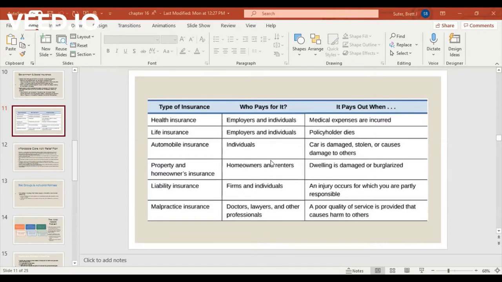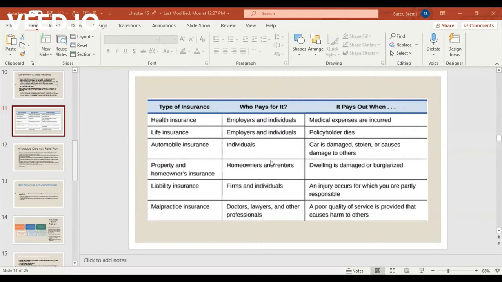Next, we have automobile insurance. This is paid for by individuals, and it's paid out when your car is damaged, stolen, or causes damage to others. Next, we have property and homeowners insurance. It's paid for by homeowners and renters, and it's paid out when your dwelling is damaged or burglarized. Next, we have liability insurance that's paid for by firms and individuals, and it's paid out when an injury occurs for which you are partly responsible.